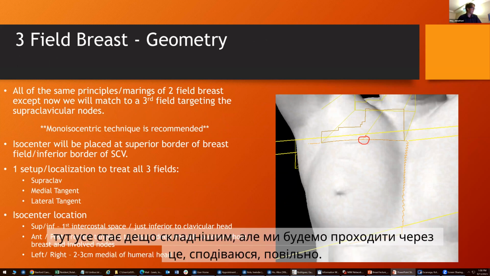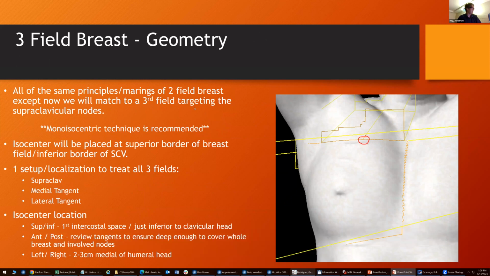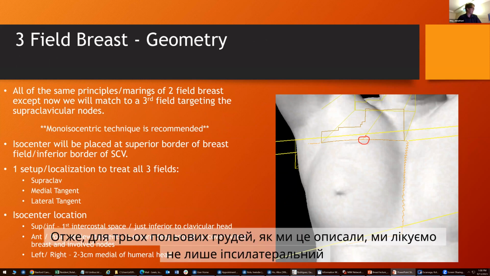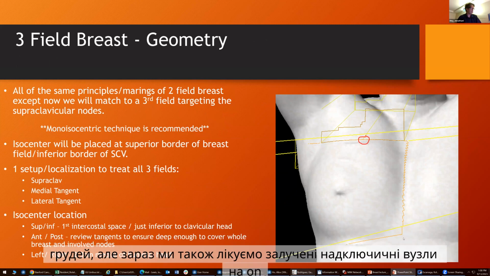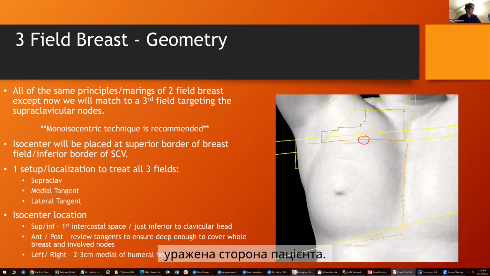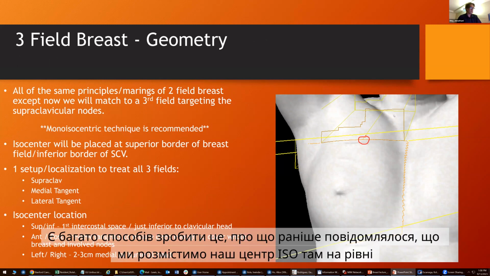And this is where things get a little more complicated, but we're going to walk through it hopefully slowly. So for 3-field breast, as we describe it, we're treating not only the ipsilateral breast, but we're now also treating the involved supraclavicular nodes on the patient's involved side. There are many ways to do this.